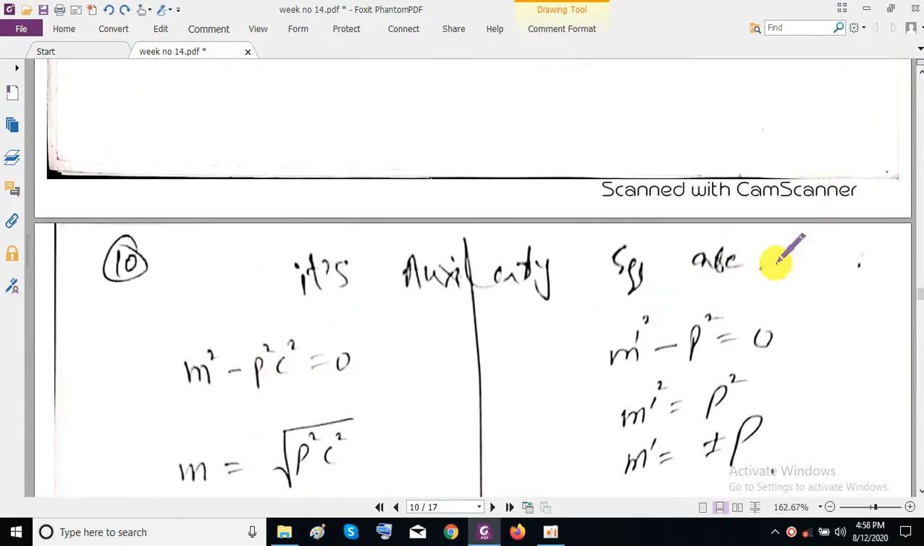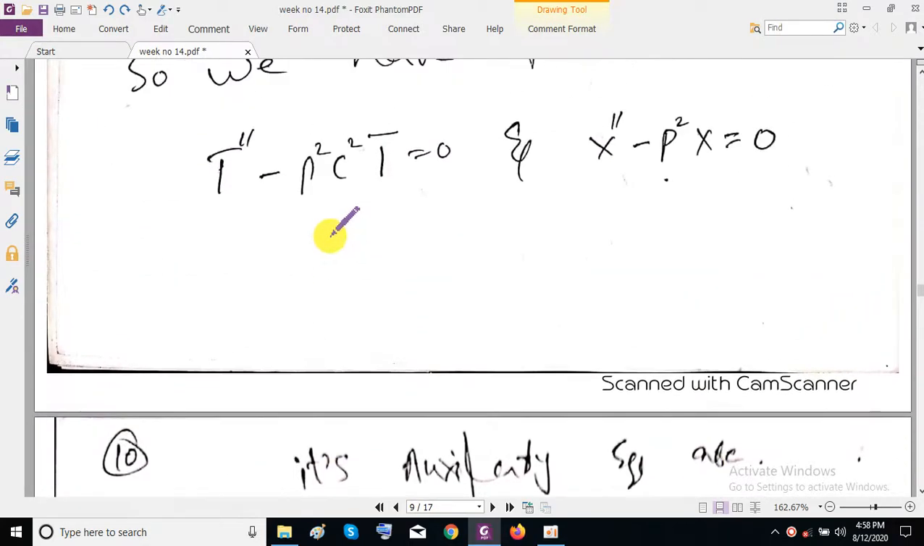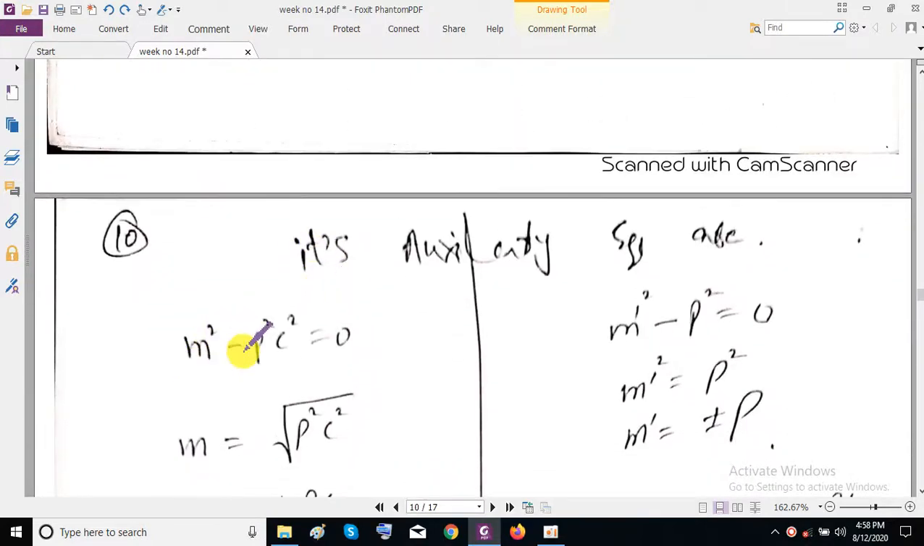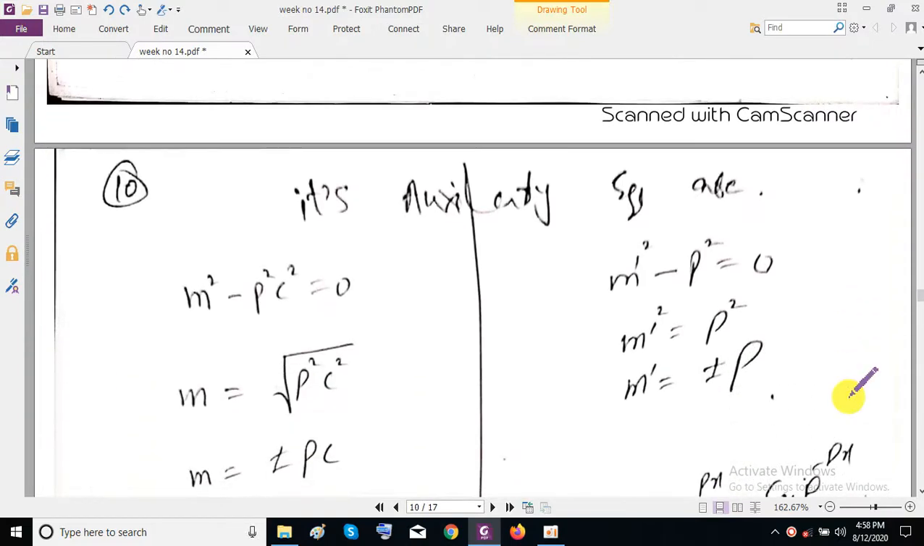The auxiliary equation of this one is m square minus p square c square, and the auxiliary equation of this equation will be m dash square minus p square. M dash is just to differentiate this m and this m. This does not represent partial m or partial x or partial t. You can also write m1 to differentiate from this one.